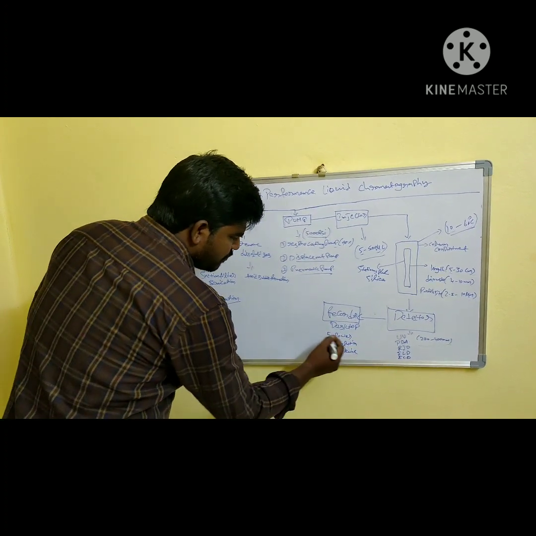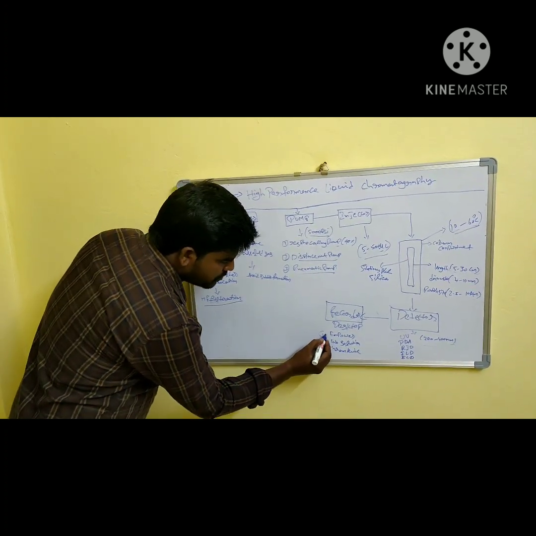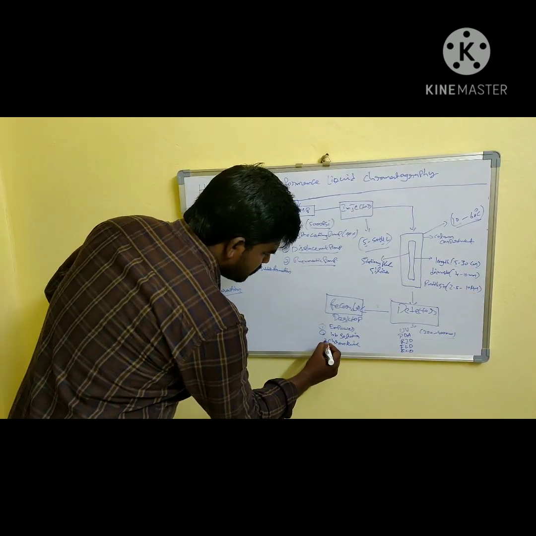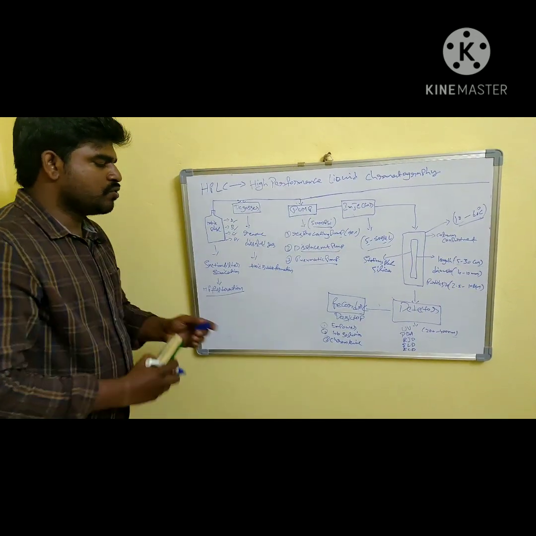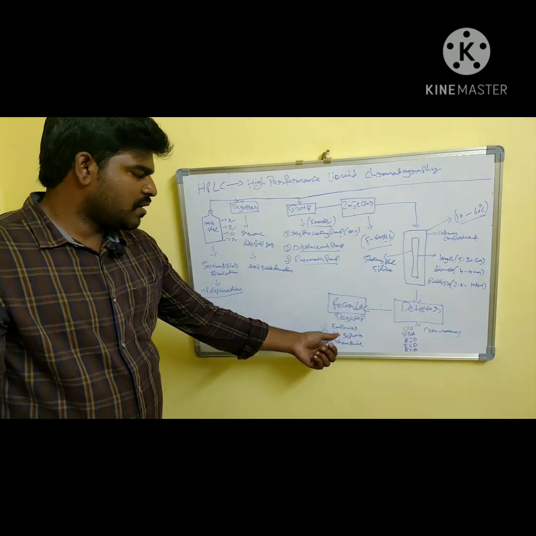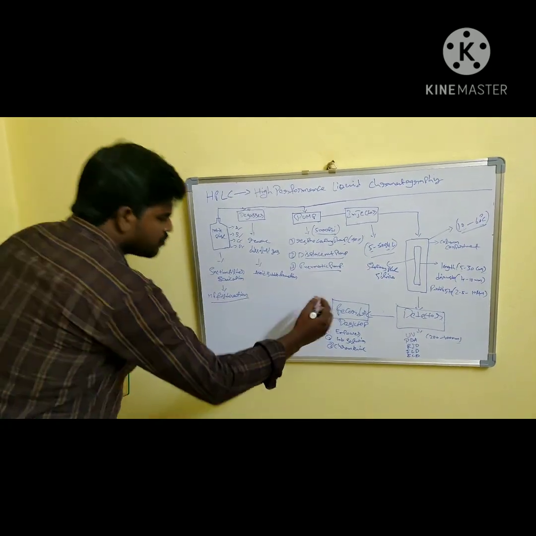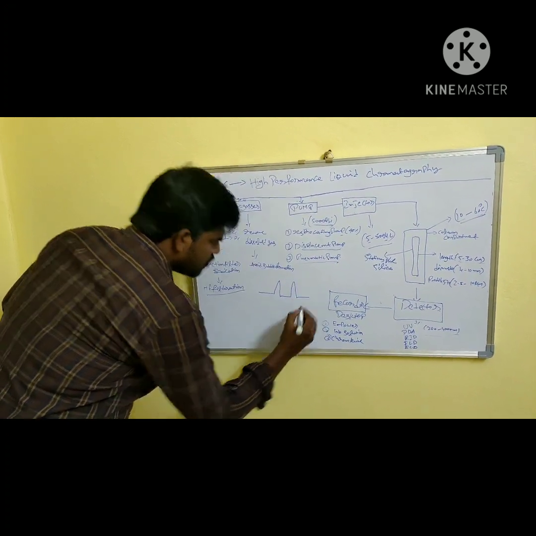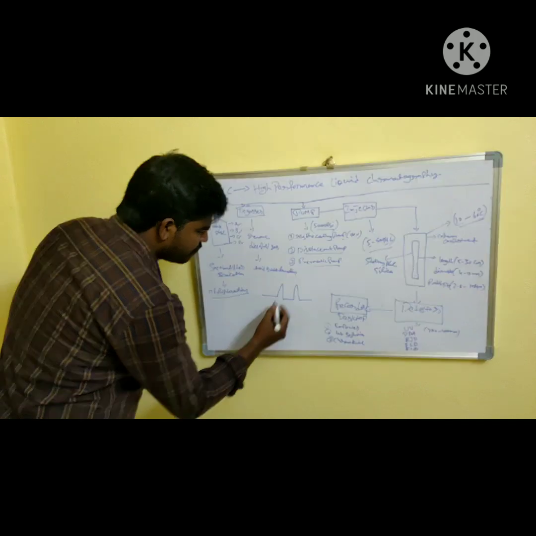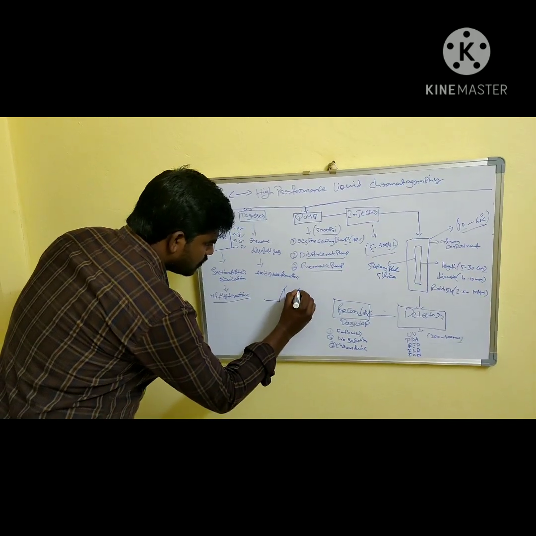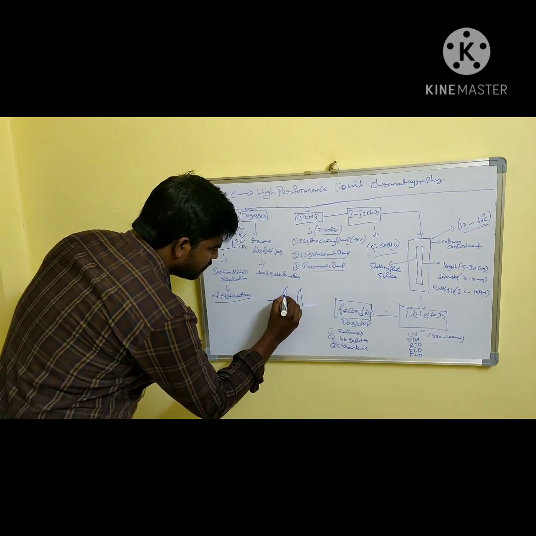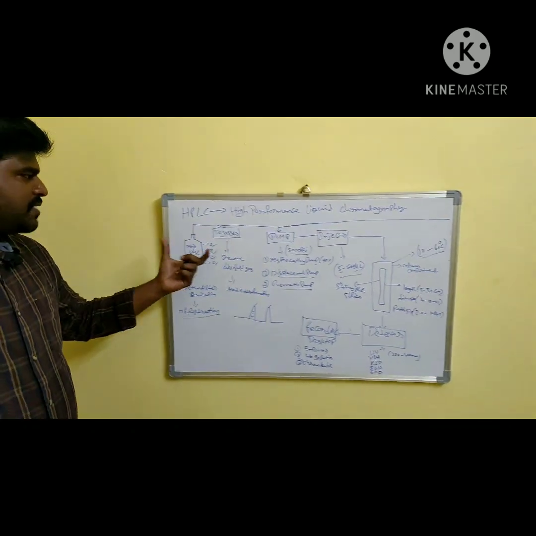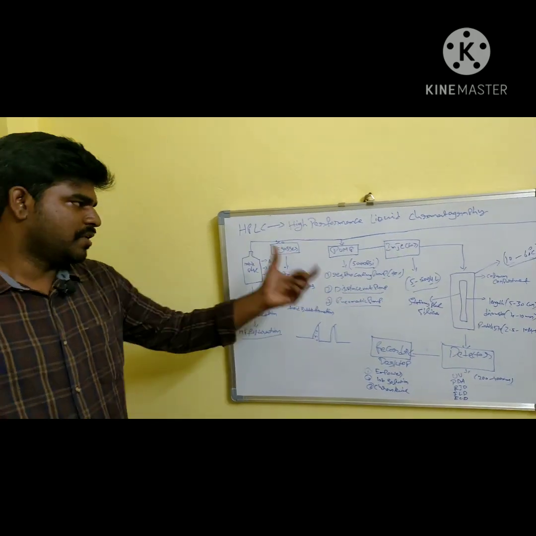On the recorder or desktop PC, mainly three softwares are used. One is Empower, second is LabSolutions, and third is Chromeleon. The most frequently and commonly used software is Empower. It shows a graph like this. Based on this graph, we will identify the compound and how much quantity is available. So this is basically how HPLC works.